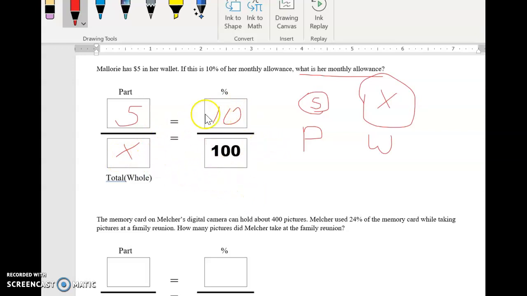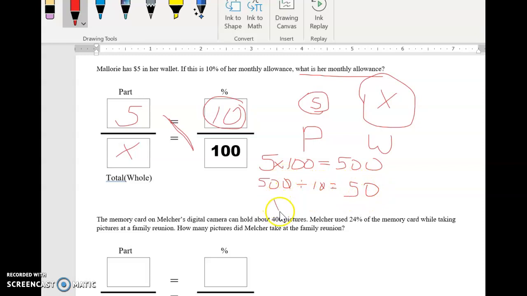Now here, I can't multiply 10 and X and get a number, I know. So now this time we're going to multiply 5 times 100. And that equals 500. And now the number left over is my 10. And I'm going to do 500 divided by 10. And again, if you don't know, use a calculator, but I'm going to use my zeros knowledge, and that's 50.